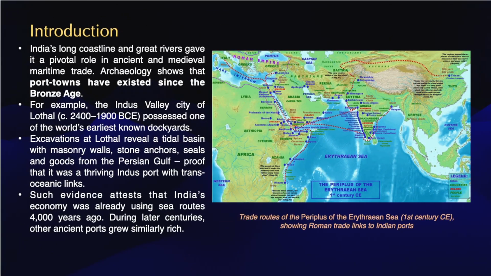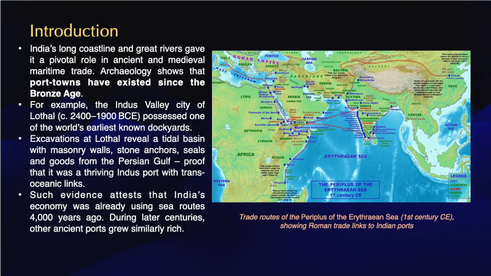So, as you all know, India has a very huge coast, and this coast has been beneficial for us when it comes to international trade. And these port towns have existed since the Bronze Age. So, from the Indus Valley civilization, we get examples of international maritime trade which took place across these port towns.